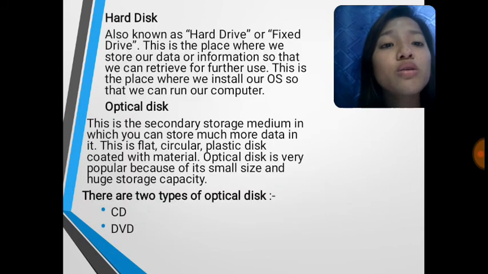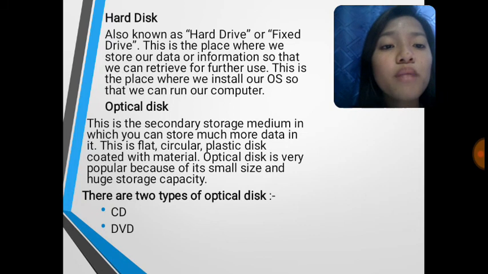A hard disk is also known as a hard drive or fixed drive. This is the place where we store our data and information so that we can retrieve it for further use. This is the place where we install the OS so that we can run our computer. And the optical disk is a secondary storage medium on which you can store much more.